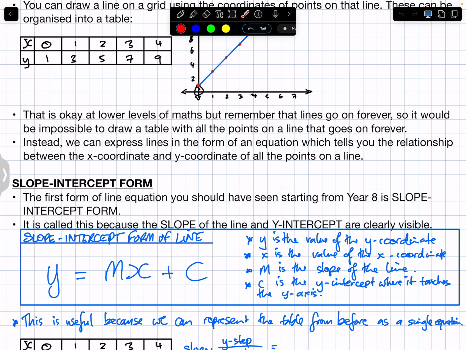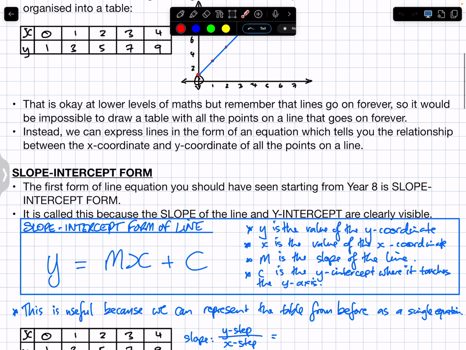So instead, what we try to do is use algebra. We form an equation that tells you that relationship along all points of the line, so I don't need to draw a picture. I don't need to do a table. I just chuck some maths at you, and that's going to give me the equation.